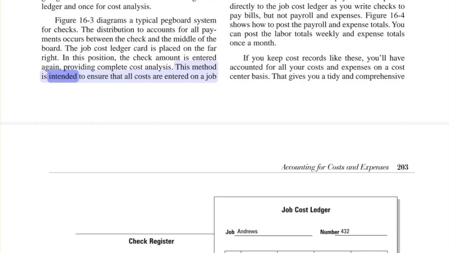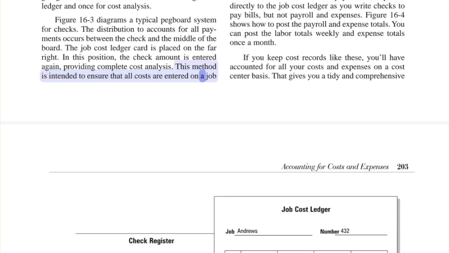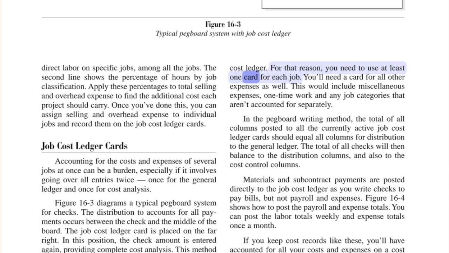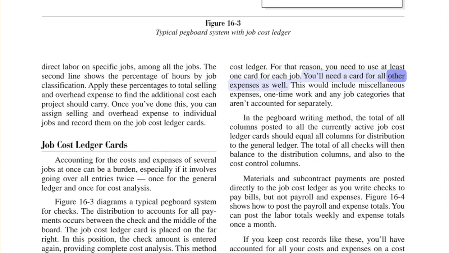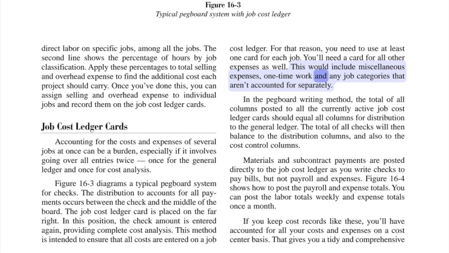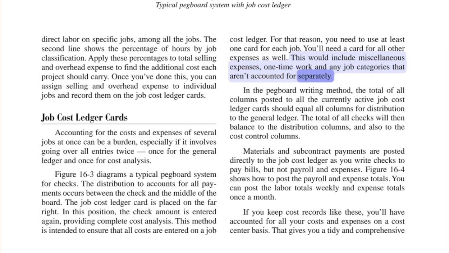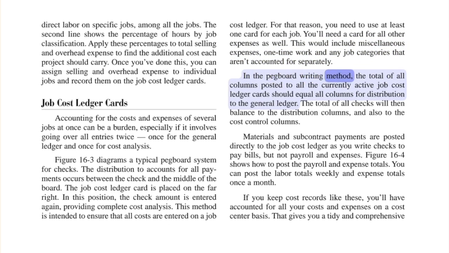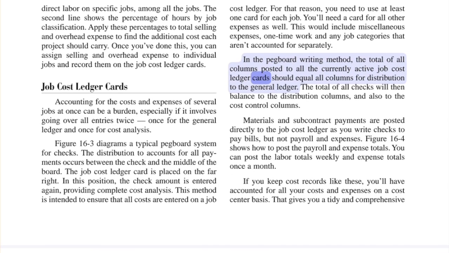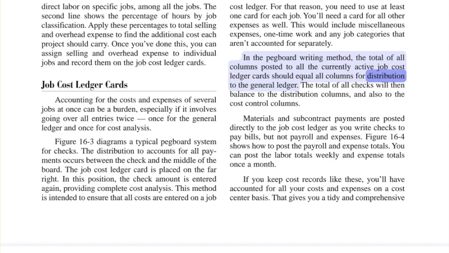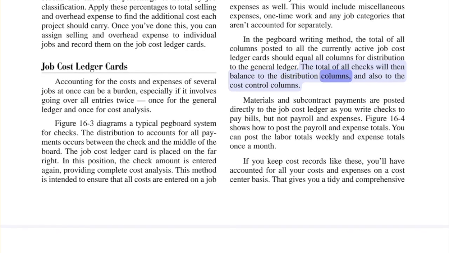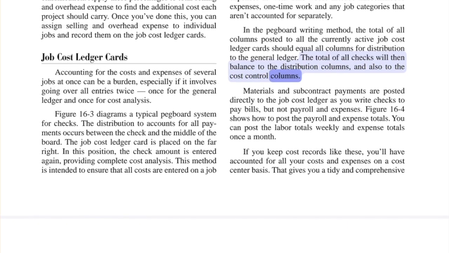This method is intended to ensure that all costs are entered on a job. For that reason, you need to use at least one card for each job. You'll need a card for all other expenses as well. This would include miscellaneous expenses, one-time work, and any job categories that aren't accounted for separately. In the pegboard writing method, the total of all columns posted to all the currently active job cost ledger cards should equal all columns for distribution to the general ledger. The total of all checks will then balance to the distribution columns and also to the cost control columns.